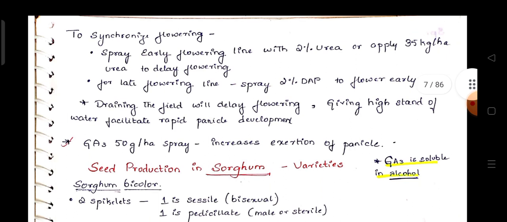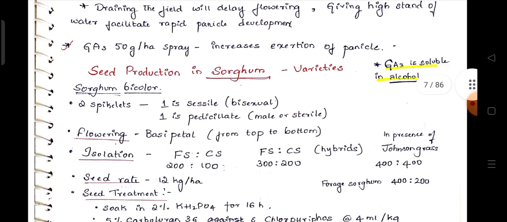To synchronize the flowering, spray early flowering line with 2% urea or apply 35 kg per hectare urea to delay flowering. For late flowering line, spray 2% DAP to flower early. Draining the field will delay flowering. Giving high stand of water facilitates rapid panicle development. GA3 at the rate of 50 grams per hectare spray increases exertion of the panicles.